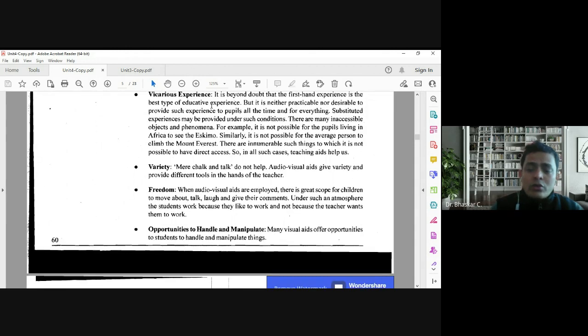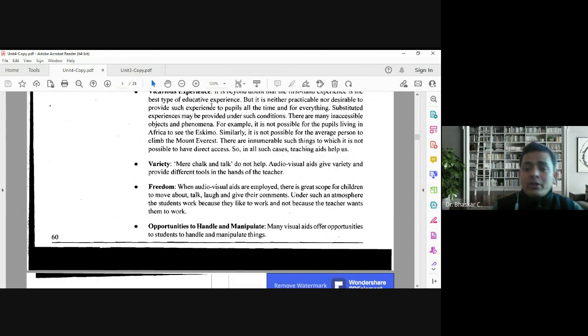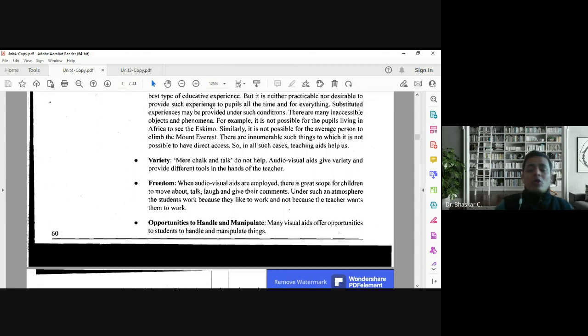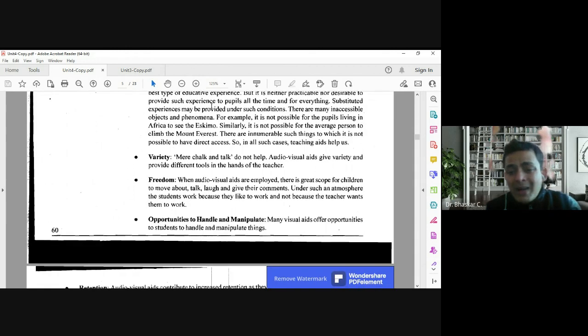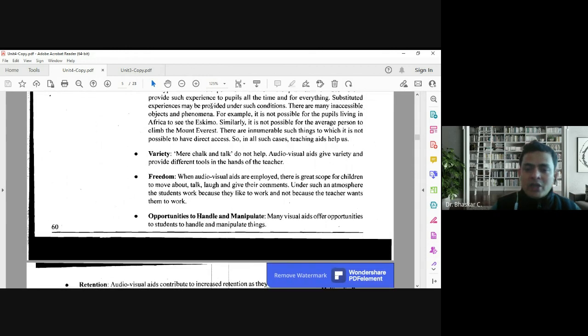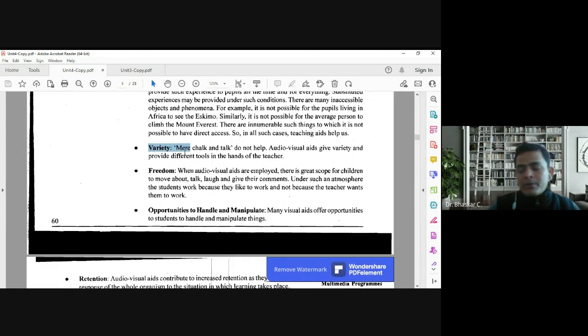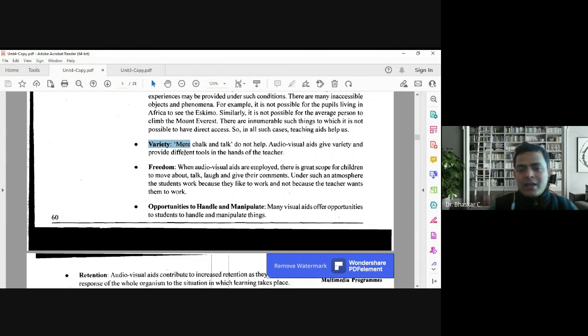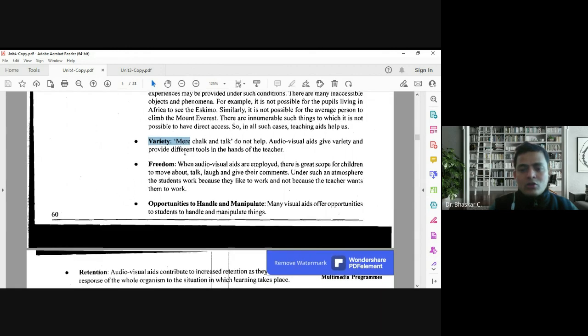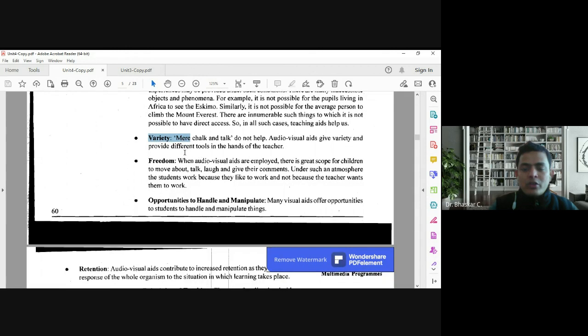So what you can do is go for some vicarious experience by showing them a model, or by arranging some mass media activities. Then variety. Variety is another important feature, because if you have a variety of activities and mass media experiences, then definitely your teaching and learning is going to be more effective.